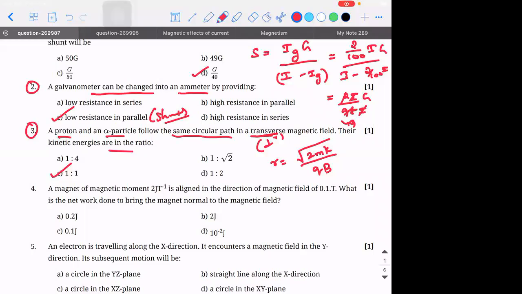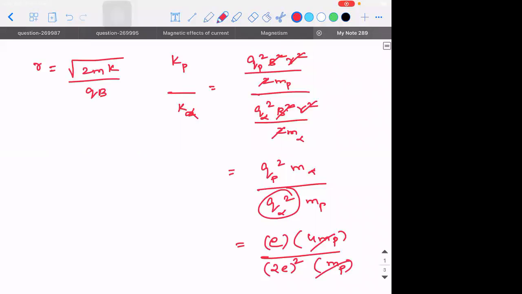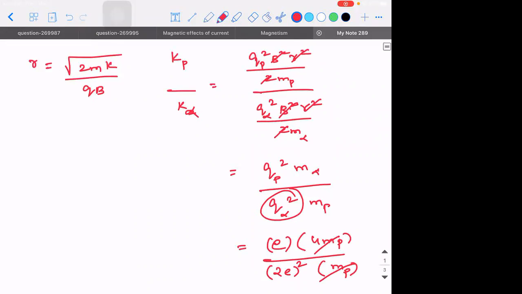Did you understand what I did? I'm sharing the screen. This alpha particle and proton, you guys have to remember. Often asked questions. Guys, shall I move on to the next one? Yes, sir. Okay.